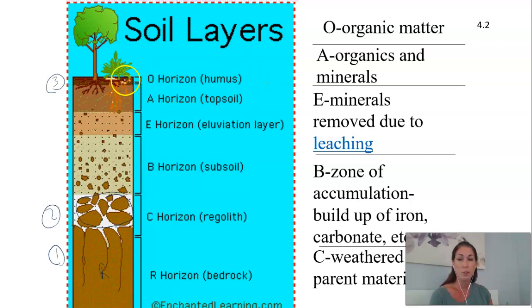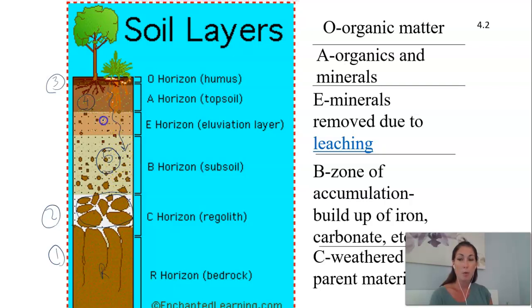Now this isn't going to be enough to support large plants, so what then forms is our A horizon, which is the topsoil. So our A horizon forms, and that's going to start to build up more and more organic material. So we have organics from stuff dying, and we have minerals from our parent material here. The next thing that forms is our B horizon, or our subsoil. So here, we call this the zone of accumulation. As water starts to percolate down through here, it's going to build up minerals and clays in our B horizon. So this is a collection zone.